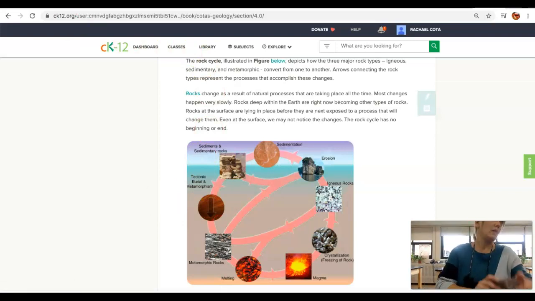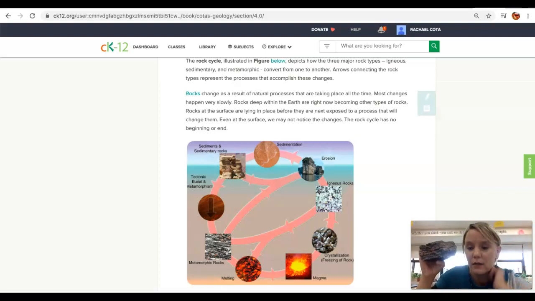That's good. Okay, so what would have to happen to this metamorphic rock, a rock that was made by heat and pressure, what would have to happen to this rock in order for it to become an igneous rock?